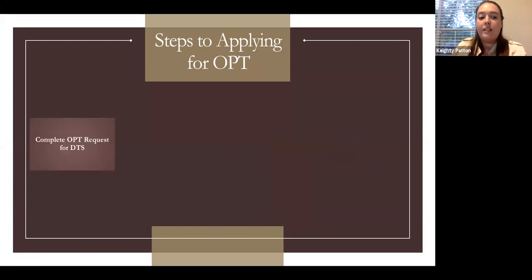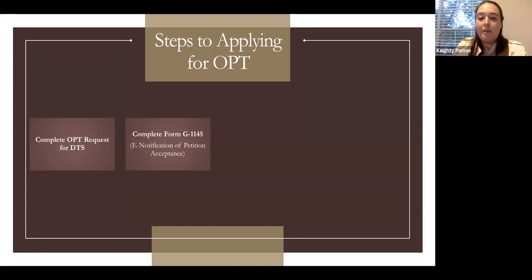The first thing is to complete your OPT request for DTS. This is an electronic form, a Ninja form. So Hui, you've done a few Ninja forms for CPT, and then Win, you've probably done a couple. So it's just one of those. And we get this so that we can input all the information into SEVIS, the Student Exchange Visitor Information System for you guys.